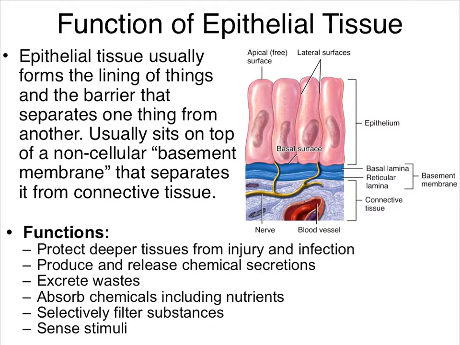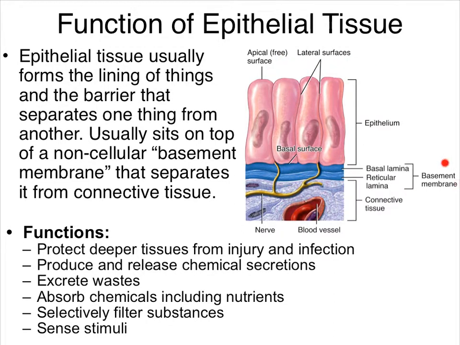Since epithelial tissue always faces an open area on one side and a connective tissue area on the other, we have a directionality to it. The surface that faces the open area is called the apical surface. The surface that faces the connective tissue is called the basal surface. It sits on top of the basal lamina or the basement membrane. The side surfaces usually border other epithelial cells, and those are called the lateral surfaces.